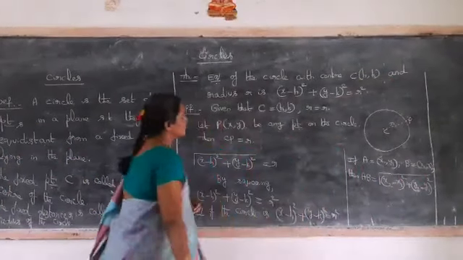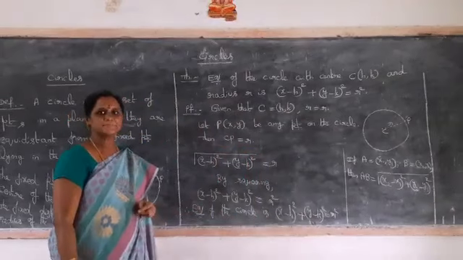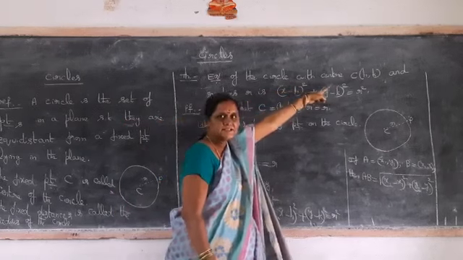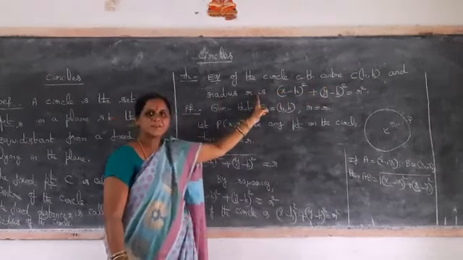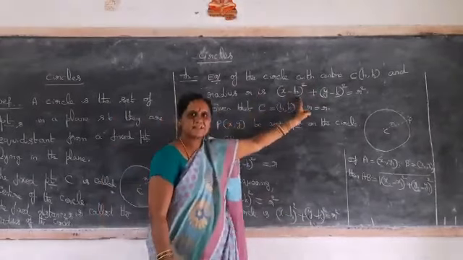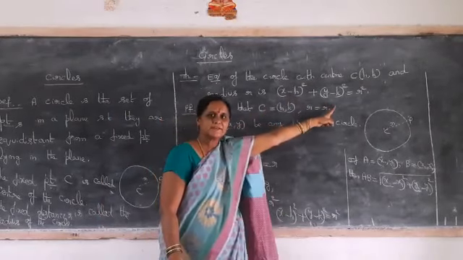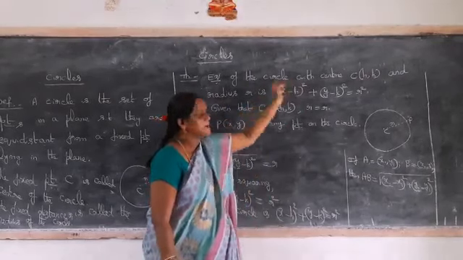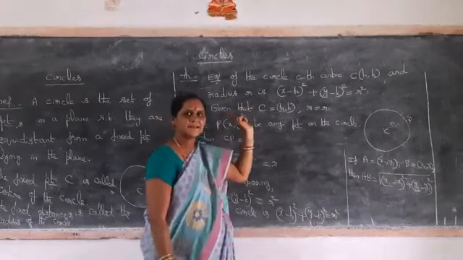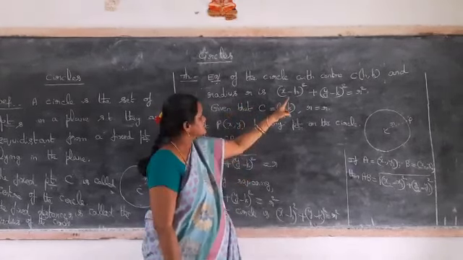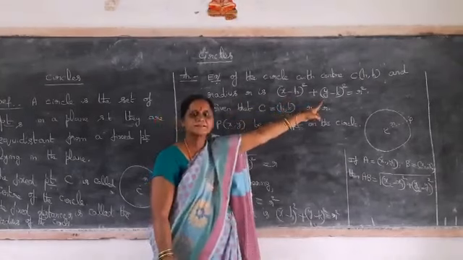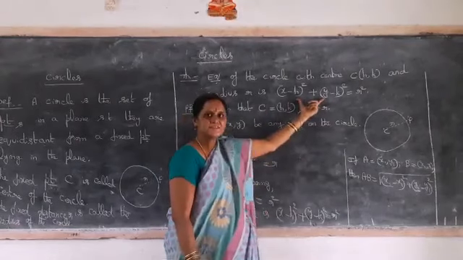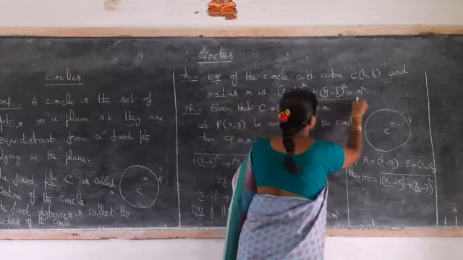Okay children, now we have to learn one theorem. So equation of the circle with the center C(h, k) and the radius small r is (x minus h) whole square plus (y minus k) whole square is equal to r square. అంటే మనకు సెంటర్ C(h, k) గాను రేడియస్ స్మాల్ r గా కలిగిన సర్కిల్ ఈక్వేషన్ (x minus h) whole square plus (y minus k) whole square is equal to r square. Now you have to prove this equation. ఈ ఈక్వేషన్ ని మనము ప్రూవ్ చేయాలి.